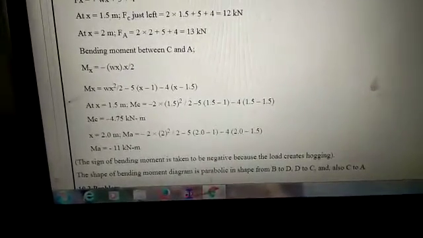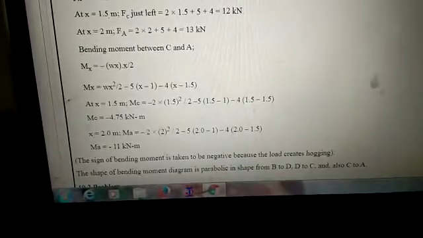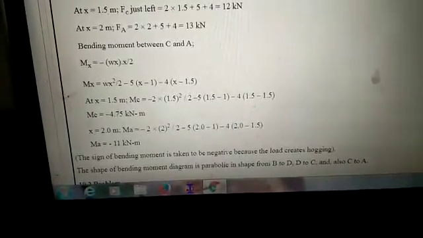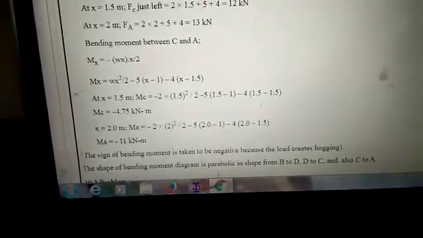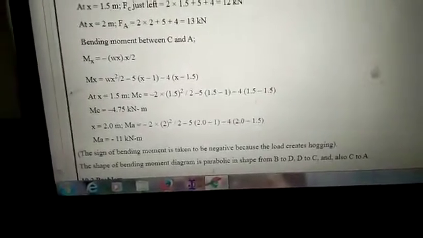Now let us start calculating the bending moment for the same beam. Bending moment between A and C. Between A and C at a distance of x, the moment will be W into x into x by 2. It will be negative in nature. So our moment will be Wx square by 2.